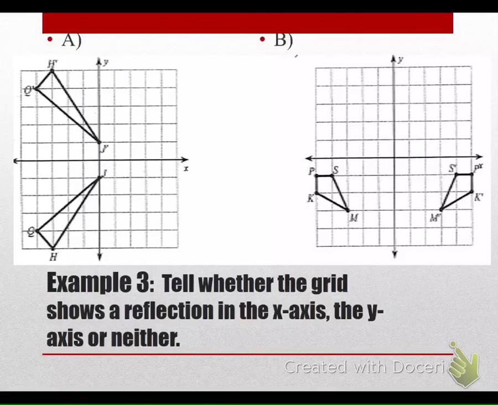This next one, and there are ones like this on your homework, says, tell whether, I hate when they say grid, it should say graph. Tell whether the graph shows a reflection in the x-axis, the y-axis, or neither. So is it flipped over the x? Is it flipped over the y? Or neither of those things? So in part A, what do you think? Flipped over the x or flipped over the y?